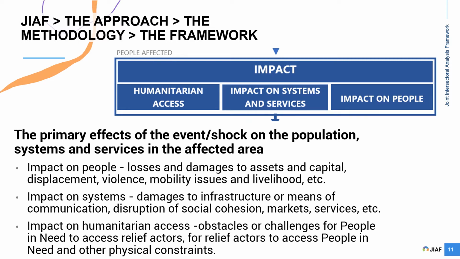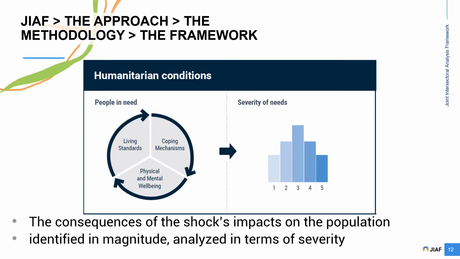This looks at the primary effects of the event or shock on the population, systems, and services in the affected area that was identified previously. This is done on 3 things: impact on people, impact on systems, and impact on humanitarian access. The fourth pillar is the heart of the JIAF. It's called the humanitarian conditions pillar, and it is where the consequences of a shock's event's impact on people are identified in terms of magnitude and analyzed in terms of severity.